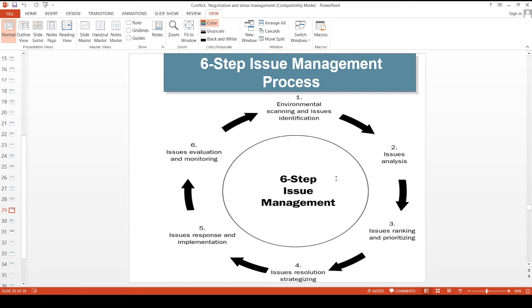Then issues, response, and implementation. We will apply this strategy, and then we will see what the response to that strategy is in order to resolve those issues, and we finally implement it. And again, we'll have to continuously monitor it and evaluate it. So in order to resolve any issue, or to manage particular issues in the organization, we will have to follow this 6-step approach. There may be different approaches discussed by different theories, but in this particular lecture I have discussed this 6-step issue management approach.